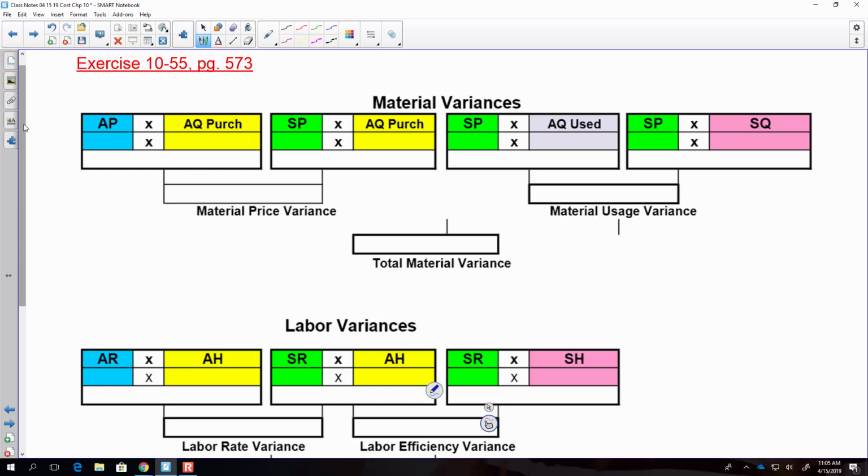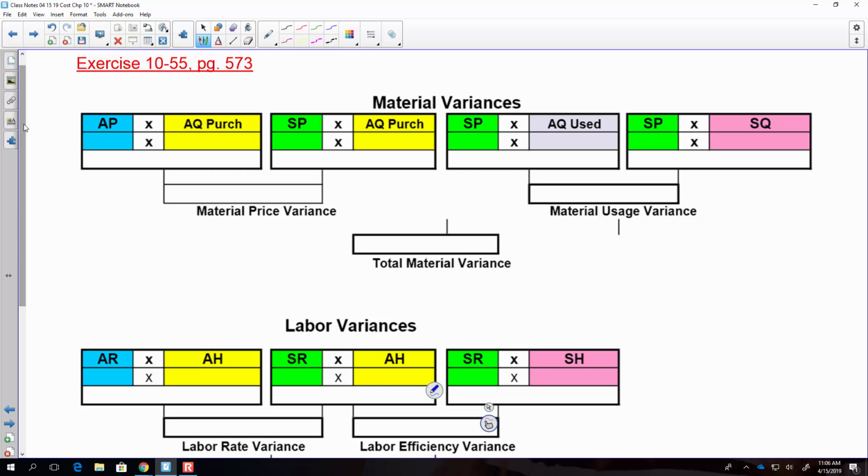Has anybody ever delivered pizzas? Oh, this is DVDs. 56 is pizza. All right, 55 it is. Go ahead, fill out a template. See how you do here.